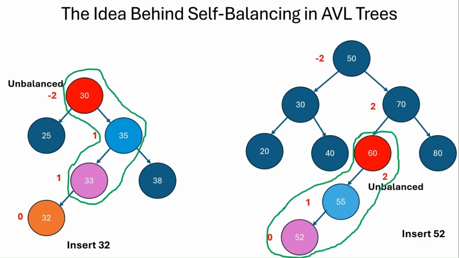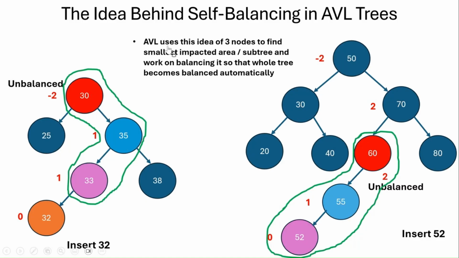So basically the idea of AVL trees is that instead of thinking about the whole tree, we need to check the least impacted or smallest impacted area, which we can easily get from these three nodes, right? So AVL uses this idea of three nodes to find the smallest impacted area and then works on balancing only that smallest impacted area so that the whole tree becomes balanced automatically. What are these three nodes? The first node is the root of the smallest unbalanced subtree.